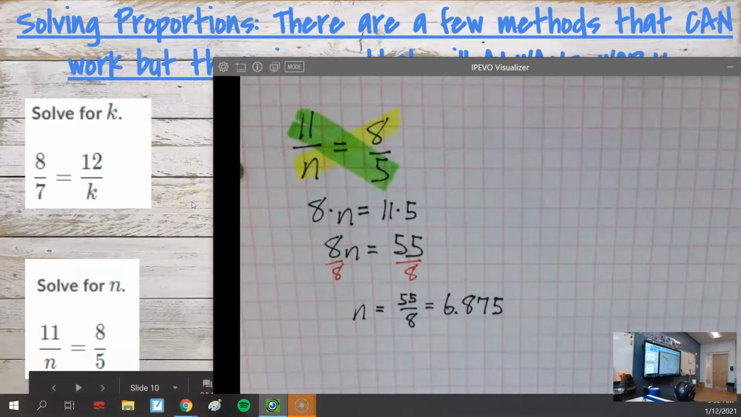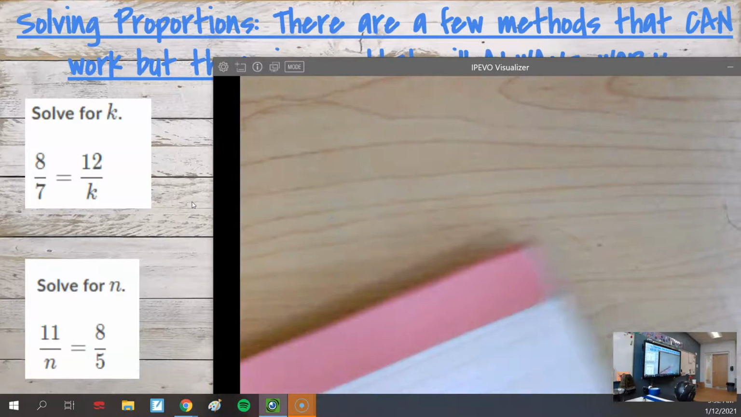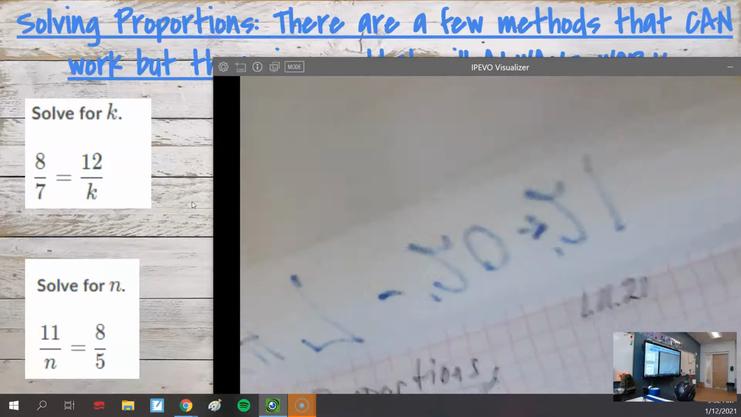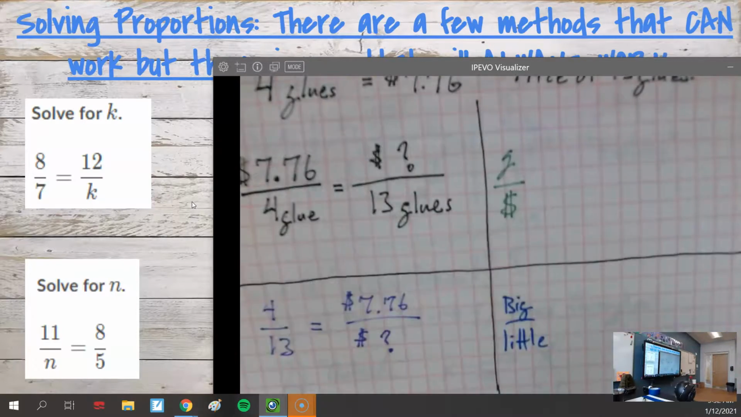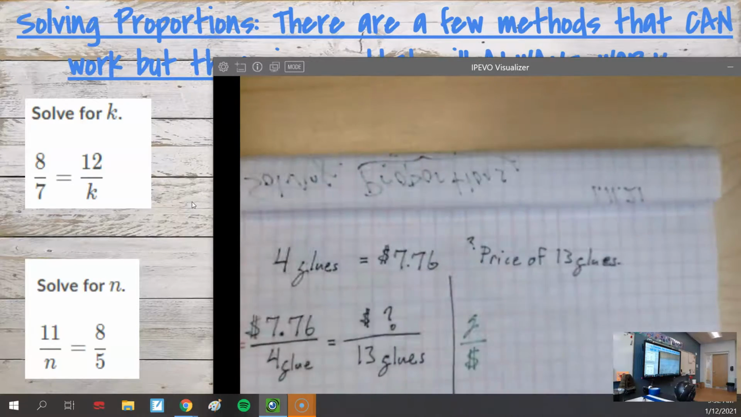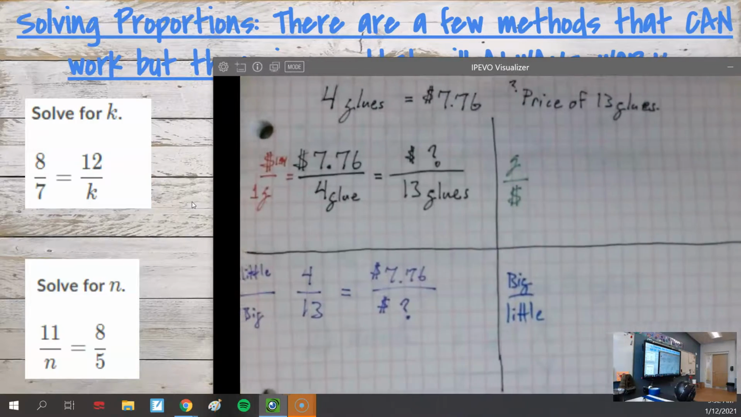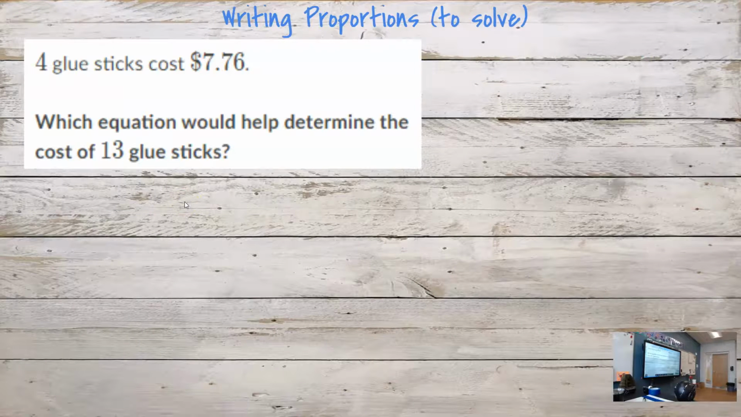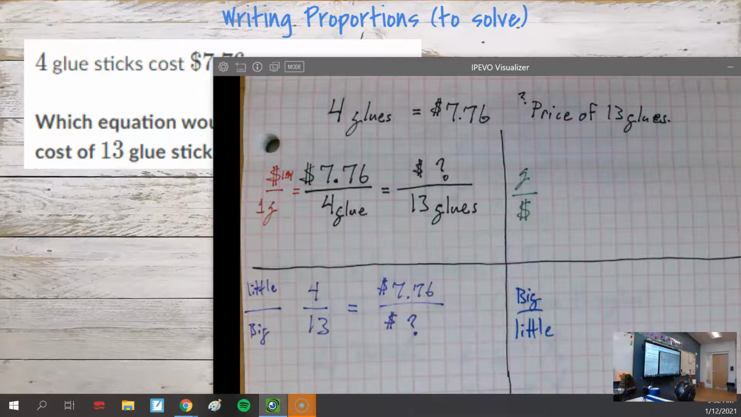The last thing I want to show you really quickly, because I am like 100% out of time, is that when we go to build our own proportion, and this will be in the video if you want to look back at it, let's say that I gave you a situation like this. 4 glue sticks cost $7.76. How much would 13 cost? Especially if you're working with a partner.